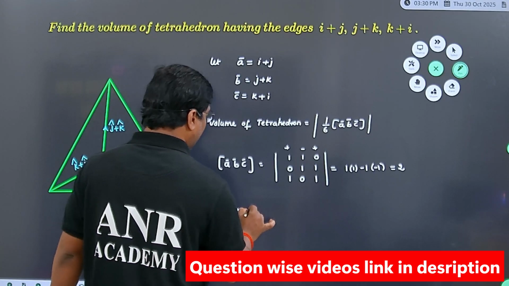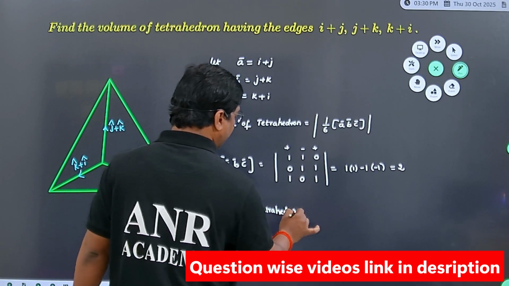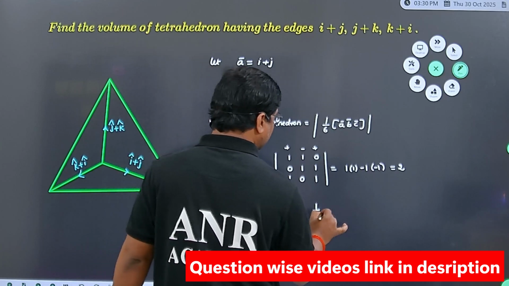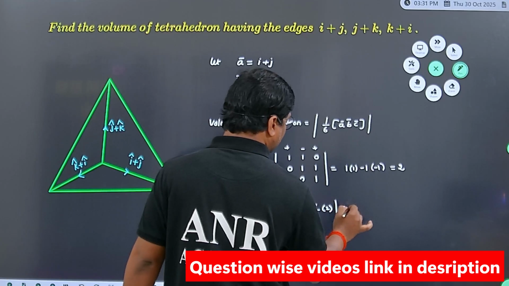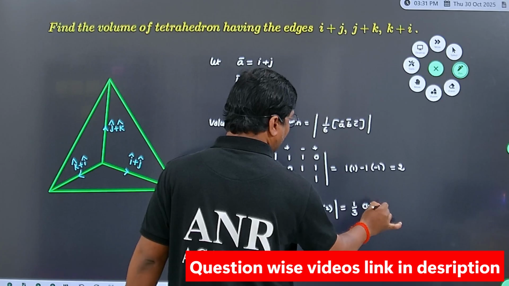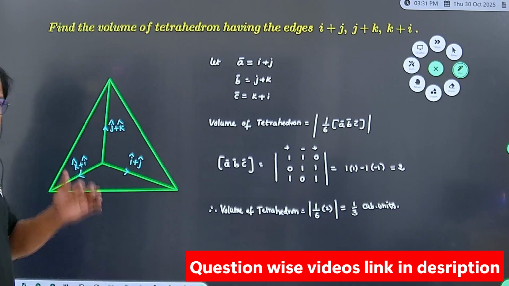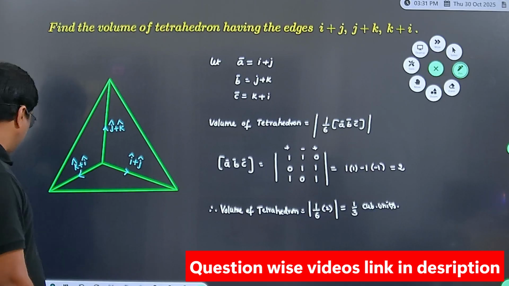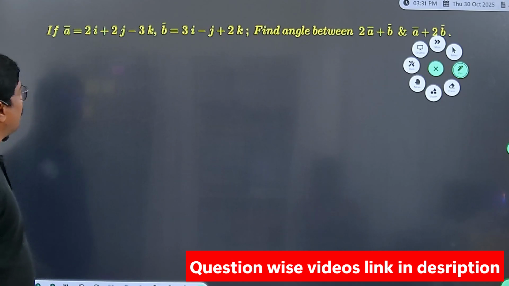Therefore, here volume of tetrahedron becomes 1 by 6 of box ABC value 2 and for which modulus sign. So that what we get? 1 by 3 cubic units. This is the answer. Just write the formula 1 by 6 box ABC and find the determinant. Move to the next one.